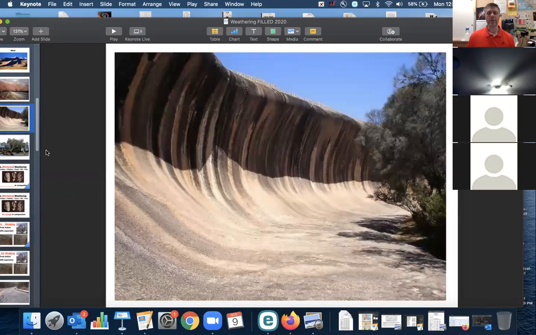Here's an example of some weathering and erosion caused by wind. So you see, it's very rounded, very smooth, because any sort of sharp edge with wind weathering and erosion is going to be rounded off. This is a decent example of that.